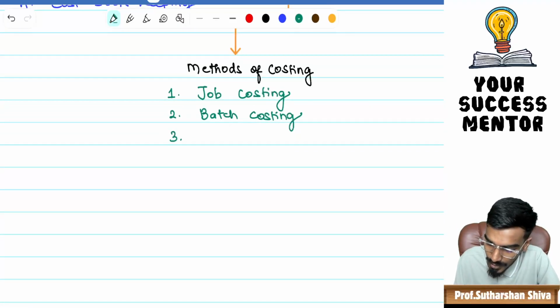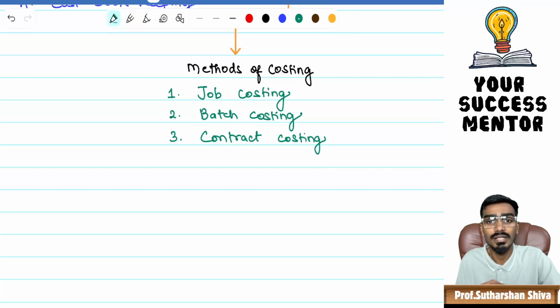Then the third one is related to contract costing. We will construct a building, a pavilion, an auditorium. For that, we will enter into a contract with the contractor. For that, we need to maintain contract costing.